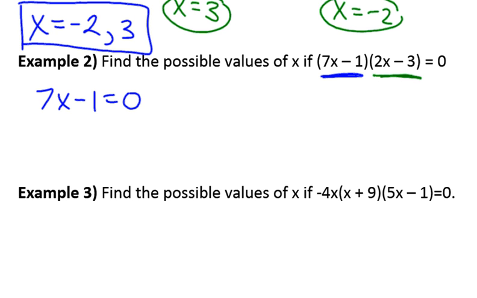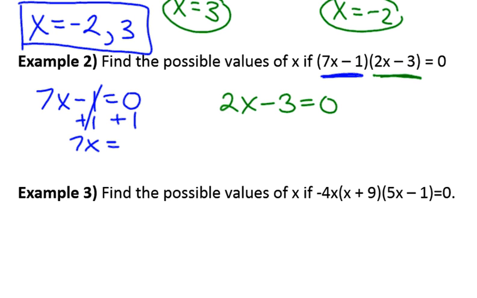So we have 7x minus 1 could equal 0, or 2x minus 3 could equal 0. Now we just simply solve for x in both equations. So add 1, and we get 7x equals 1. Then divide by 7, and we get x equals 1/7.